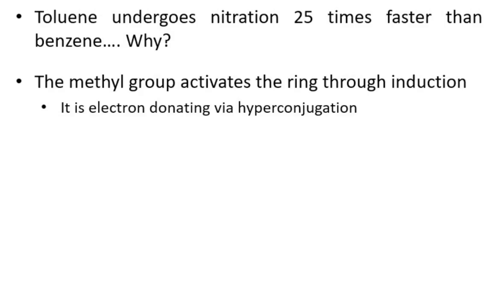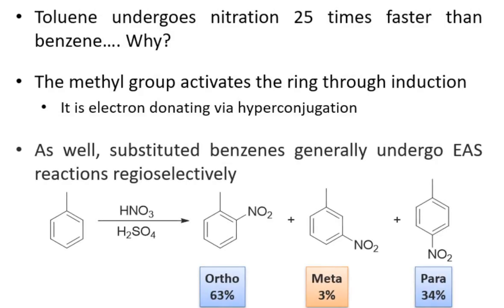So having that methyl group there activates the ring. It makes it more nucleophilic. The reaction happens 25 times faster than if it's not there. We also see that when we perform this reaction with toluene, we do have certain regioselectivity as to where that group that we're adding gets placed.